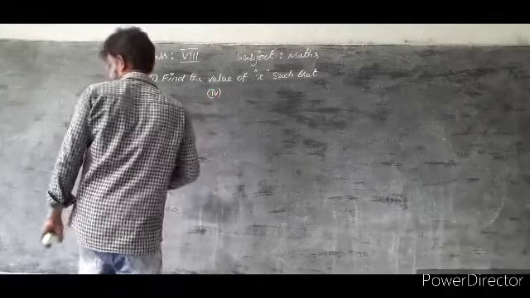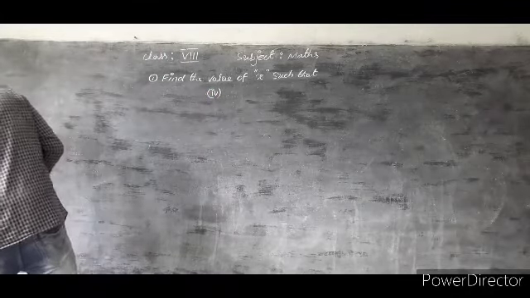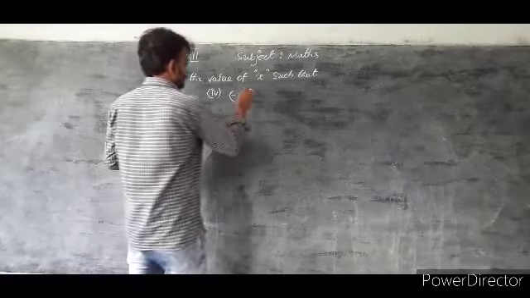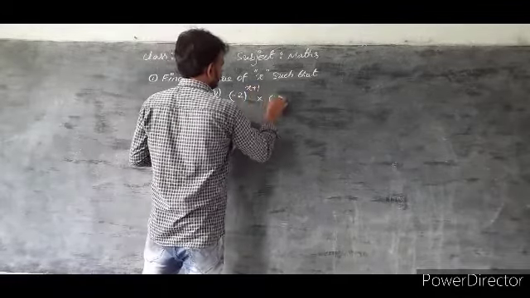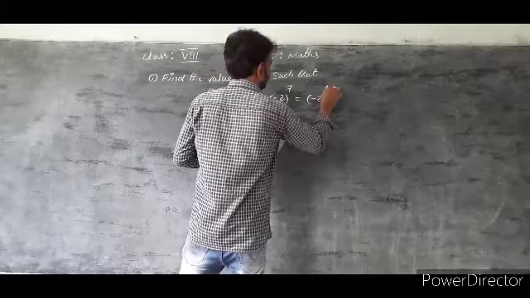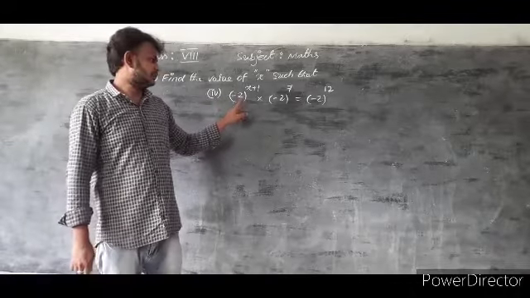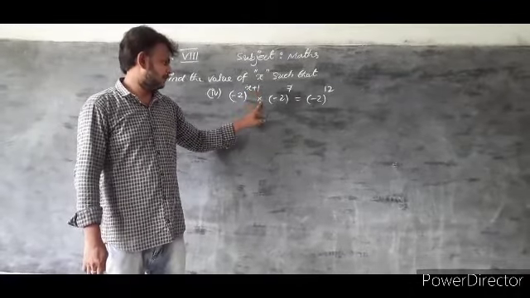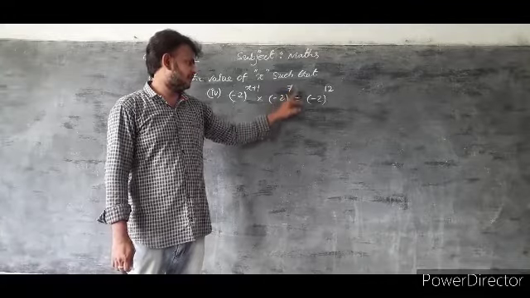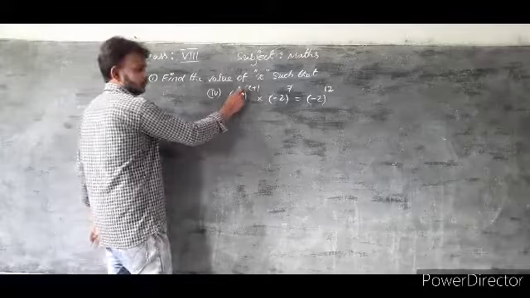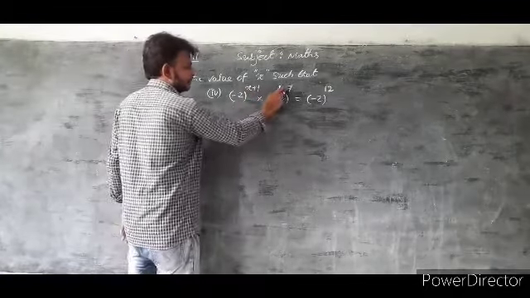Now fourth problem. (-2)^(x+1) × (-2)^7 = (-2)^12. So the fourth problem: (-2)^(x+1) into (-2)^7 equals (-2)^12.